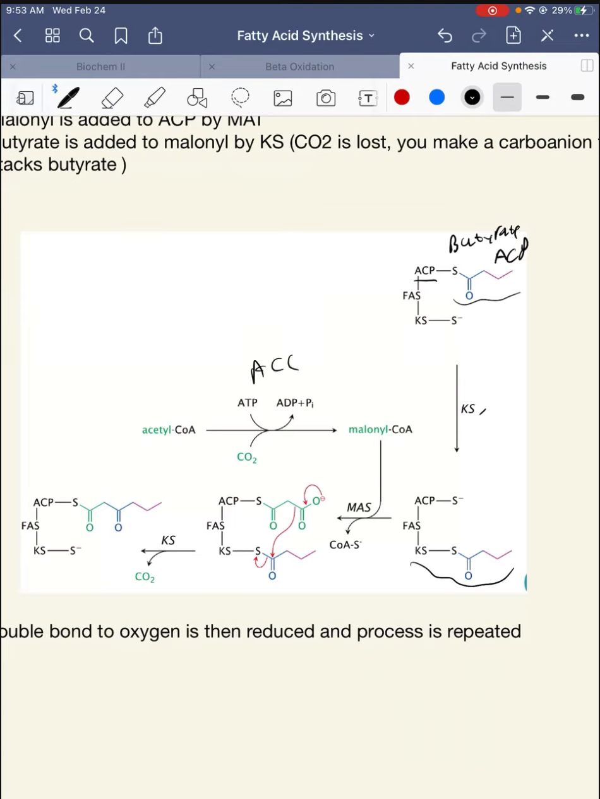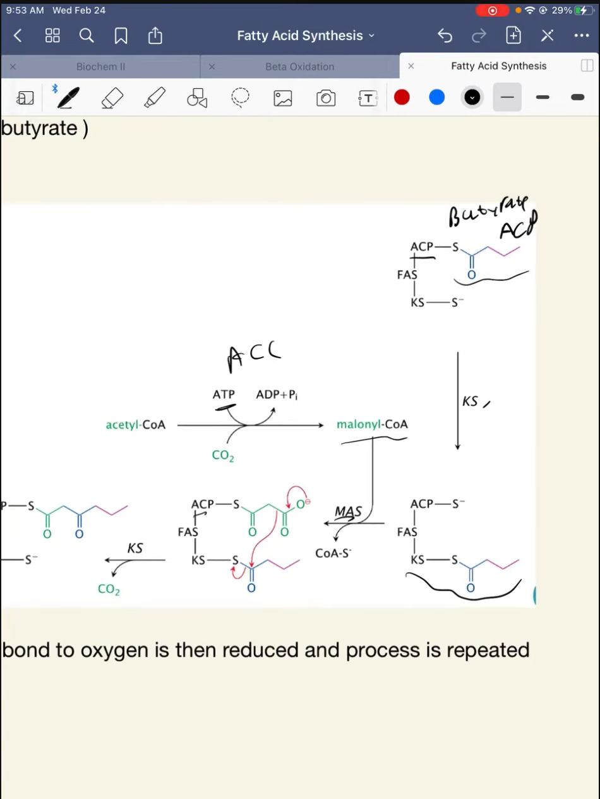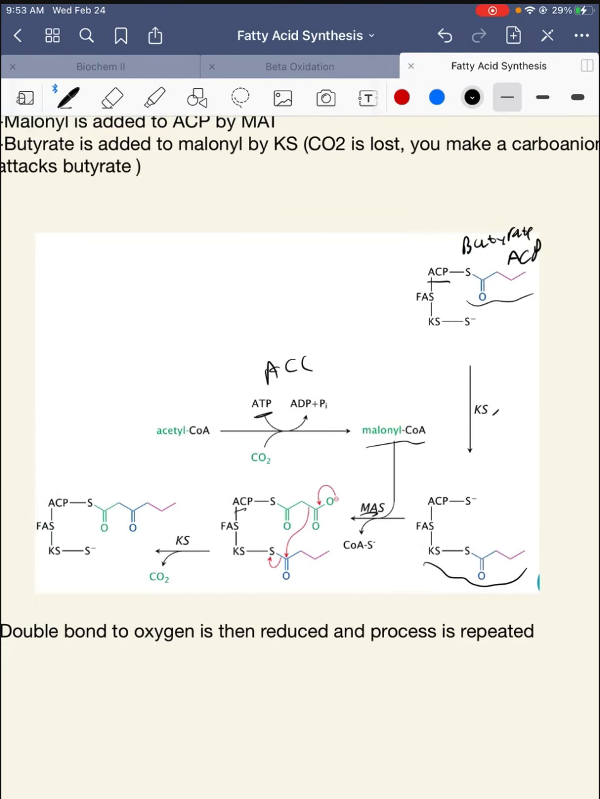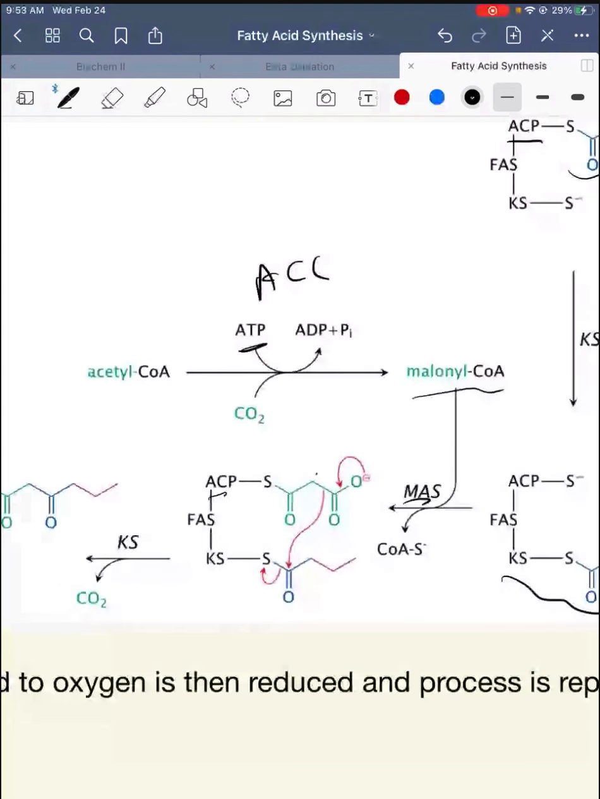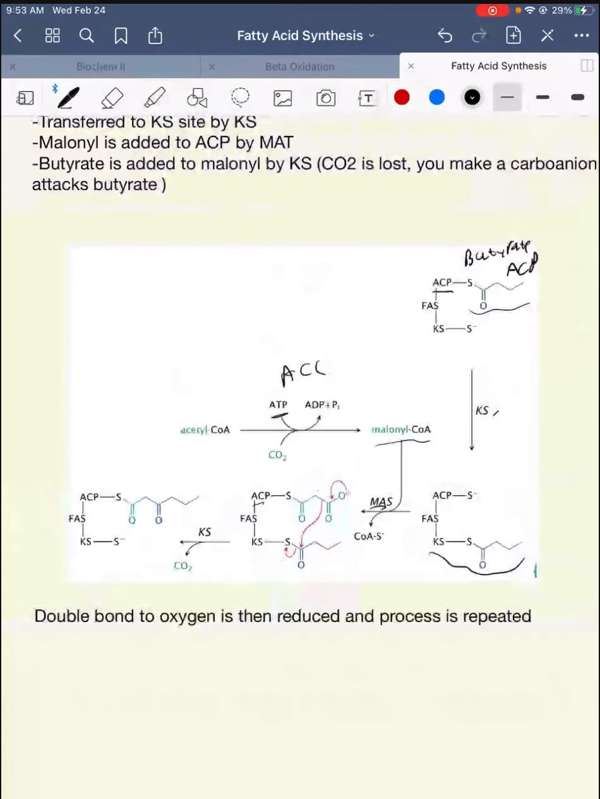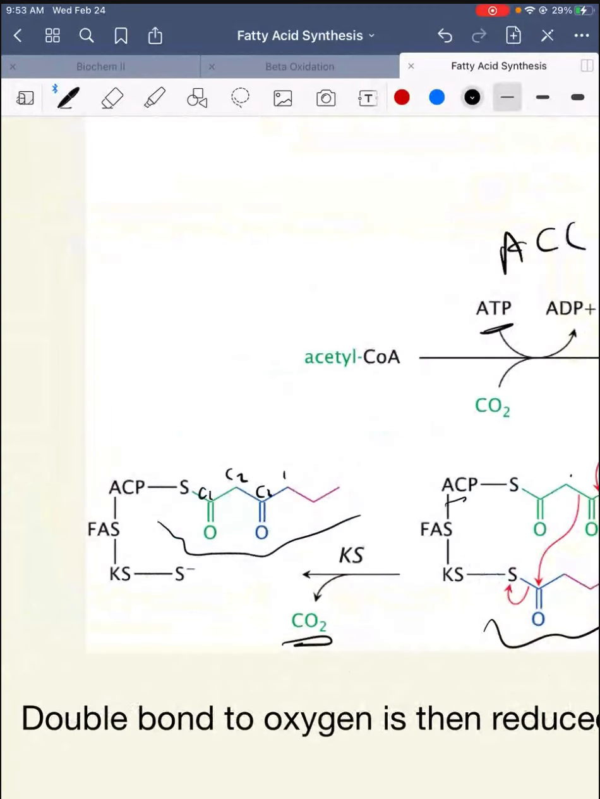ACC catalyzes this reaction from acetyl-CoA to malonyl-CoA, uses ATP. MAT then takes malonyl-CoA and attaches it on the ACP site. So this is just a repetition of the transfer stage that we talked about. And then now the malonyl-CoA attacks, instead of attacking acetyl-CoA, we attack a butyl ACP, and then we have a decarboxylation. We'll end up with this, so a 6-carbon molecule on the ACP site. And then we'll do a reduction of this ketone, and then we'll just keep repeating that.